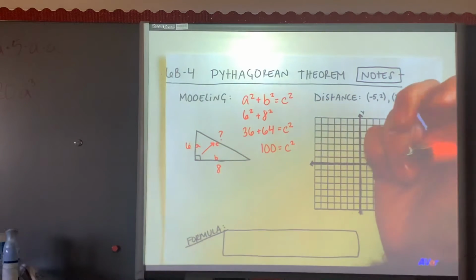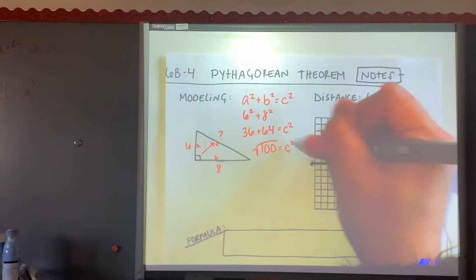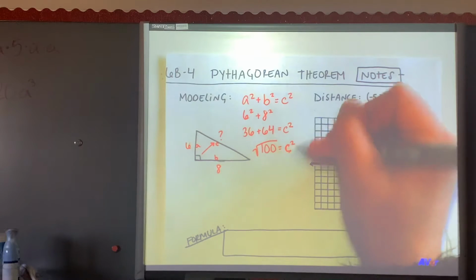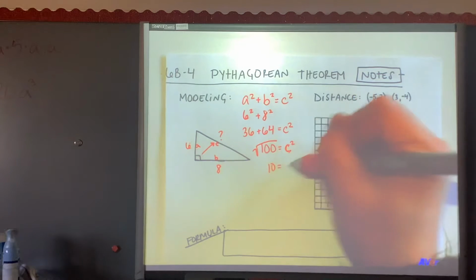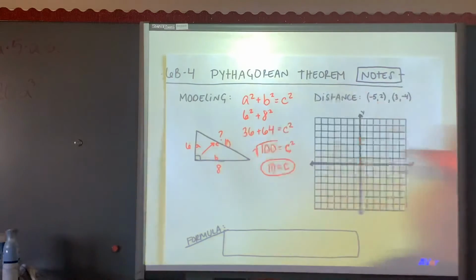And technically the last thing I would need to do is square root this number in order to figure out the plain c by itself without having c squared. The square root of 100 is 10, so c the whole time was 10. The missing number was 10.